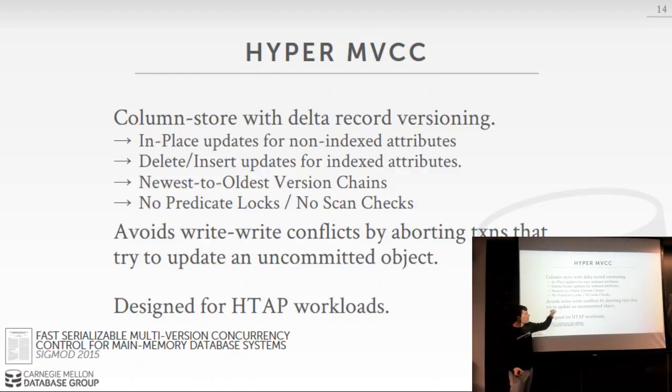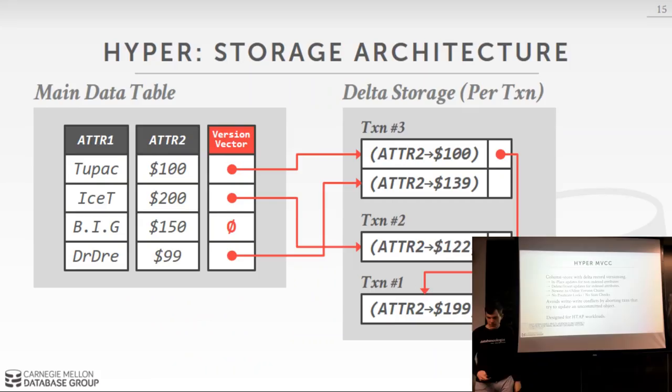But the key is that they're not going to do the scan checks or the bucket locks the way Hekaton did when they actually want to enforce serializability. We'll see what they're going to do in a second, but they essentially have a more efficient way of checking these things without having to re-execute every single scan over and over again. And just like in Hekaton, they're going to avoid write-write conflicts by aborting any transaction that tries to update the same tuple. So here's a high-level overview of what the architecture looks like.